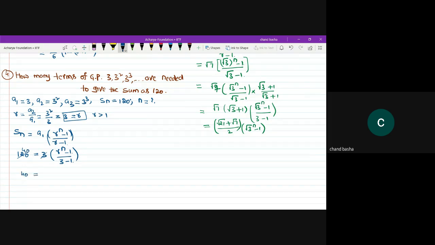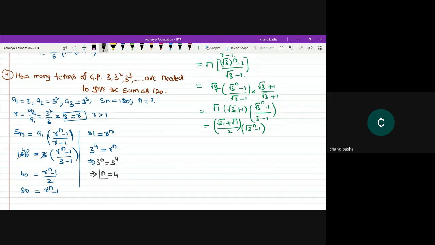40 is equal to (r power n minus 1) divided by 2. 80 is equal to r power n minus 1. 81 is equal to r power n. That means it is 3 power 4 is equal to r power n, which implies that r value is how much? R is already given as 3, so clearly 3 power 4. So I can take 3 power n is equal to 3 power 4. From this, n is equal to 4 is the required answer.